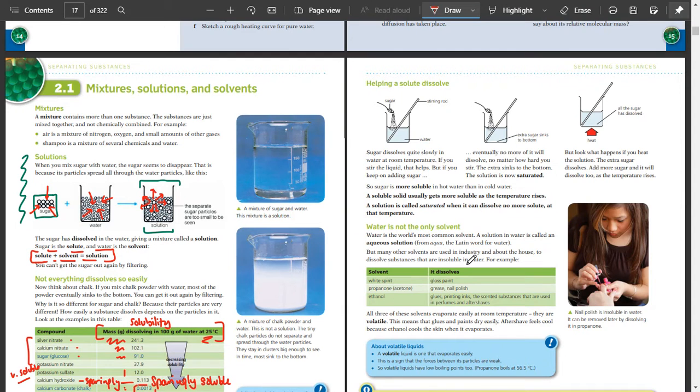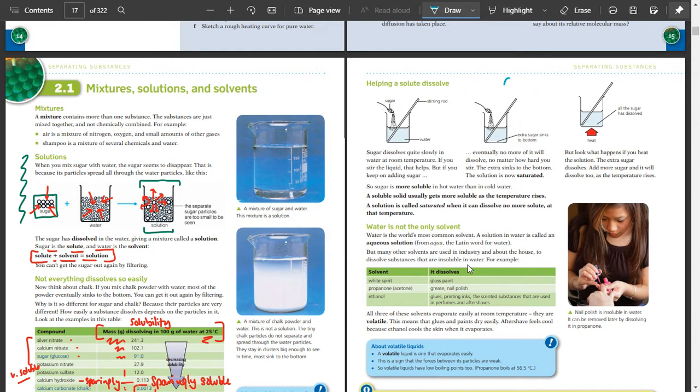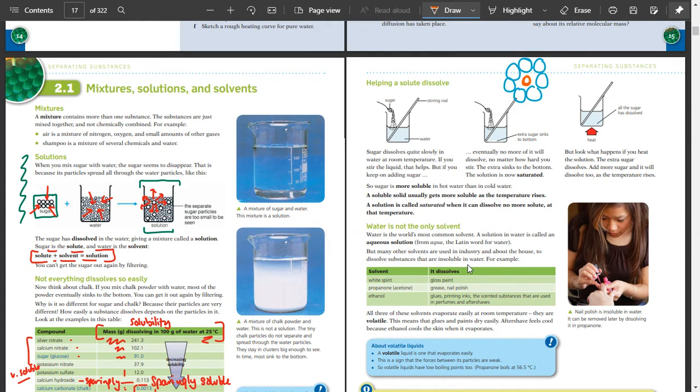Okay, what is a saturated solution now? A saturated solution effectively can't hold any more solute inside it. So you can imagine that you've got solvent particles surrounding a solute particle. Okay, so I can just put that there.